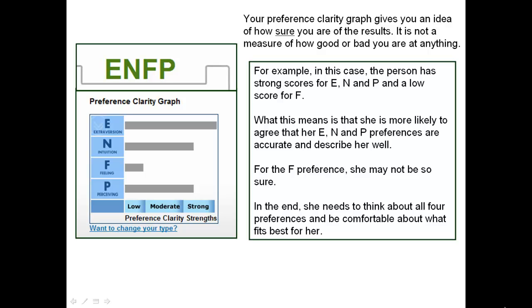In the end, she needs to think about all 4 preferences and be comfortable about what fits best for her. This video will now end and your own results will be shown.